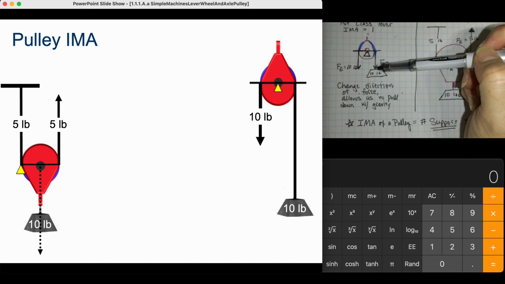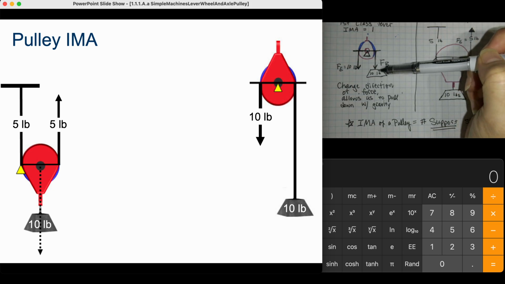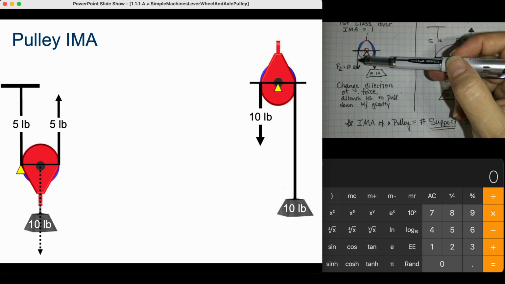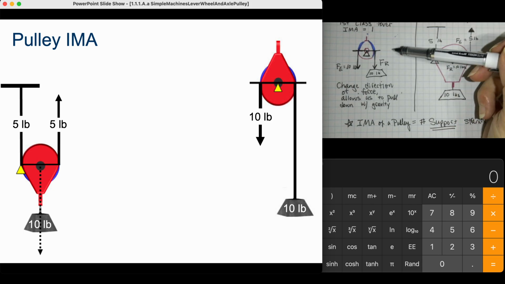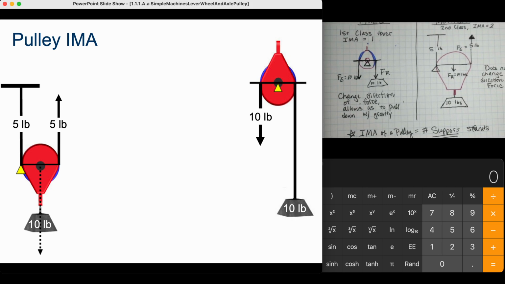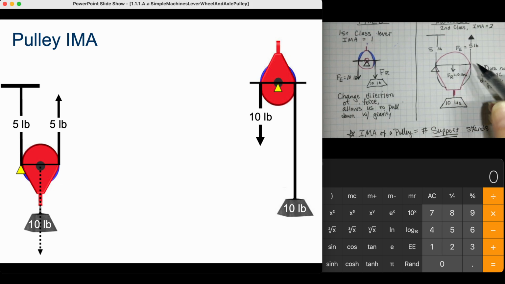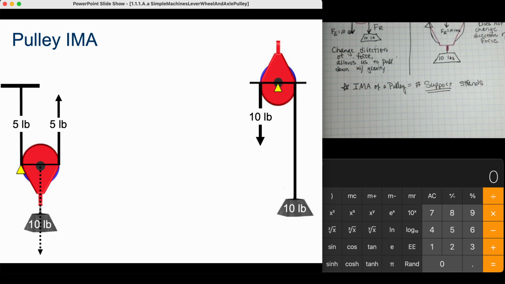Here, the only support strand is just this one strand that I'm pulling on. This is where the weight is being held on this strand. It's actually the same rope. So this is only one support strand, IMA of 1. Whereas over here, this is technically one rope that is going all the way around this pulley, but we're supporting in both of them. The weight is being distributed between the both of them, so we would say that that is 2 strands. Okay.